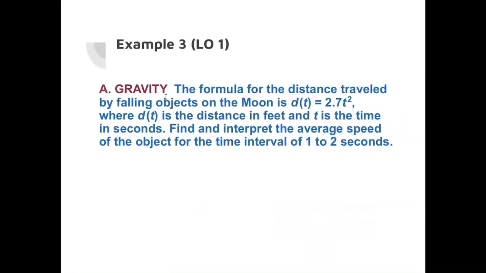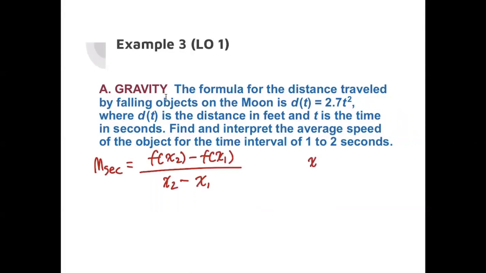Let's solve some more advanced word problems here. The formula for the distance traveled by falling objects on the moon is d of t equals 2.7 t squared, where d of t is the distance in feet and t is the time in seconds. Find and interpret the average speed of the object for the time interval 1 to 2 seconds. I told you this thing, right? Same thing applies here.